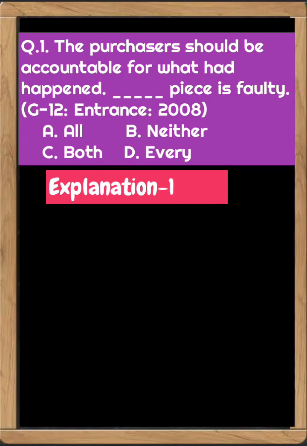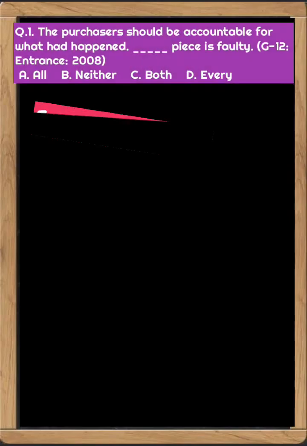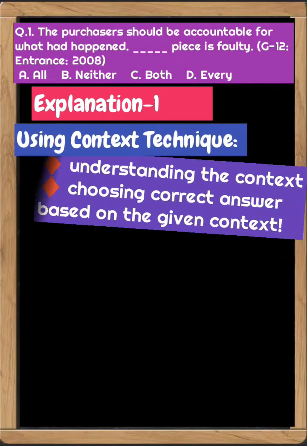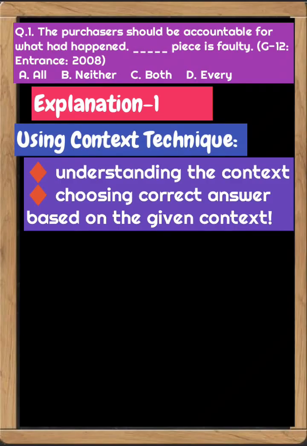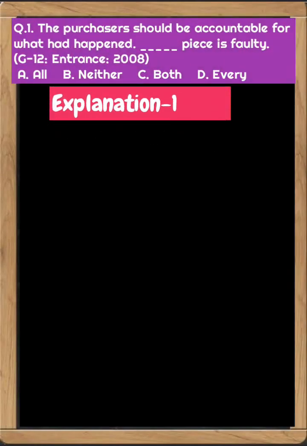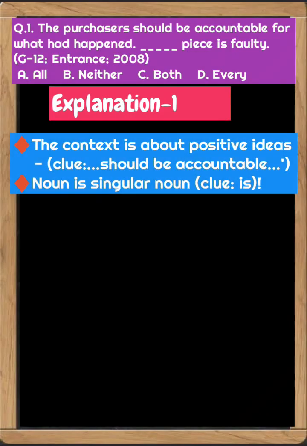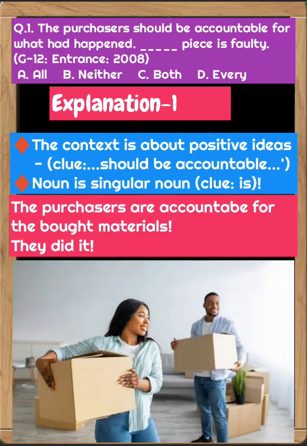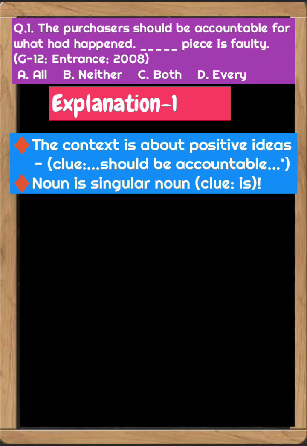This question can be answered by using context technique, simply by understanding the given context and choosing the correct answer based on the given context. Whenever we are asked a question about quantifiers, as I said, the first thing that must be done is understanding the context. When we understand the context, we have to have concrete clues. For example, look at this question. The given context is about positive ideas. As a clue, look at the expression should be accountable. And the given noun is a singular noun. As a clue, look at the verb is.